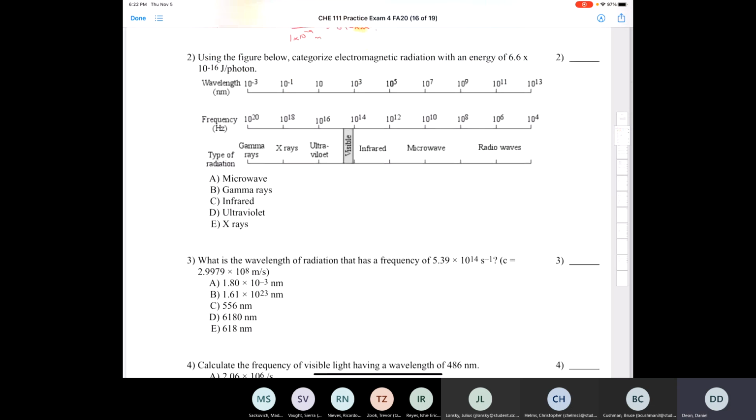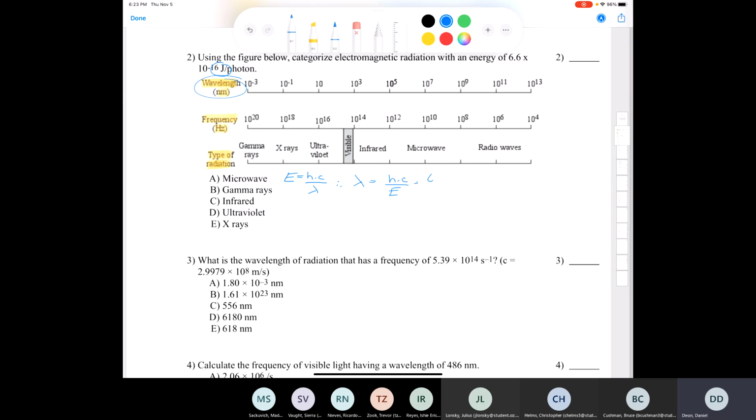Question number 2, we use this figure below, which has wavelength in nanometers, frequency in hertz, and it tells us the type of radiation. Categorize electromagnetic radiation with an energy of 6.6 times 10 to the negative 16 joules per photon. Well, if we go back to that equation that we looked at a few seconds ago, energy is equal to hc over lambda. If I can calculate the wavelength from the energy in joules, I can compare that to the scale of the wavelength here. So let's rewrite this equation as wavelength is equal to hc over E.